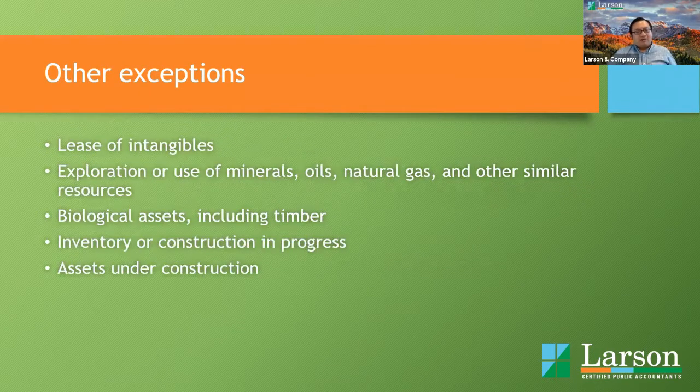Other exceptions that ASC also introduced where ASC 842 does not apply are the lease of intangible assets. So if it's for a patent, you're leasing a patent, that won't apply here. Exploration or use of minerals, oil, natural gas, and similar resources, biological assets like timber, and sometimes, I guess, zoo animals, sometimes people rent zoo animals, those won't apply. Inventory and construction in progress won't apply, neither will assets under construction. So those would not apply to ASC 842.